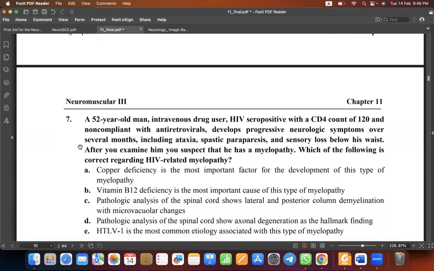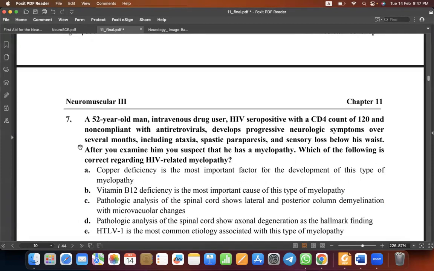A 52-year-old man, an intravenous drug abuser, already has HIV, with a CD4 of only 120, and is non-compliant with antiretrovirals. So there are a lot of issues. He develops progressive neurological symptoms over several months. Whenever you see neurological symptoms in an HIV patient, we should think of whether it could be toxoplasmosis, primary CNS lymphoma, or progressive multifocal leukoencephalopathy caused by JC virus, or any other neurocognitive disorder and other conditions as well.